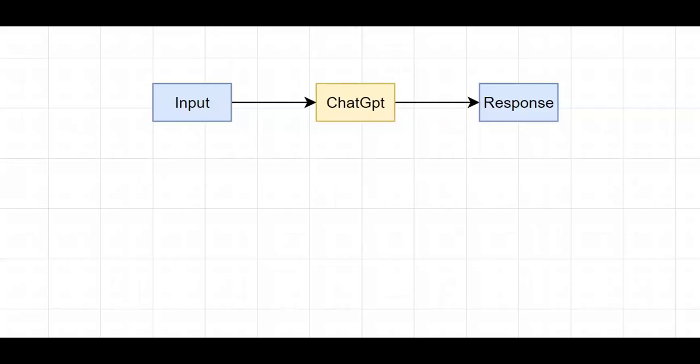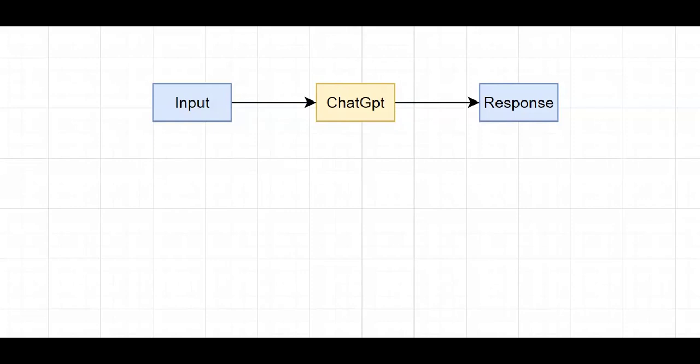Hello guys, welcome back. In this video, let us learn one more important concept of natural language processing. Before understanding that, let's understand it with a real-time example. We call ChatGPT one of the examples of a natural language processing model. Why do we call ChatGPT a natural language processing model?